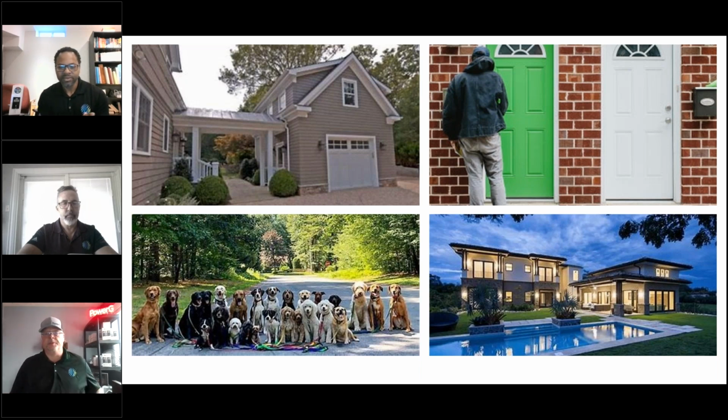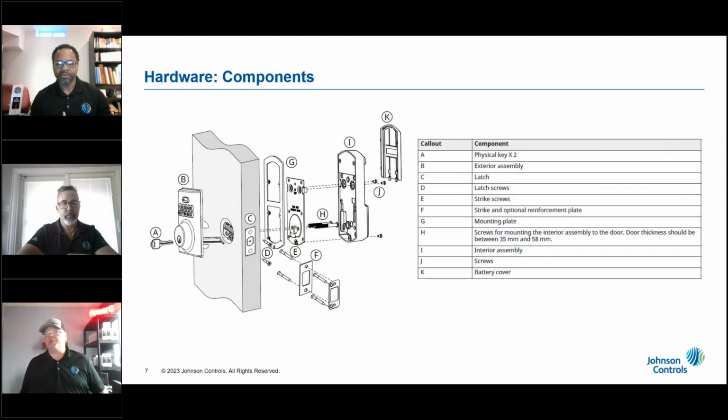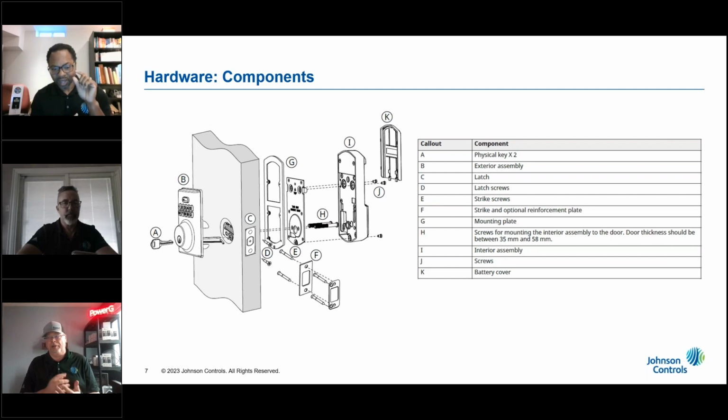Perfect. Very good explanation, RC. I mean, we're not going to spend too much time on the components. It's pretty straightforward. It's everything you would expect to have inside a box: keys, the assemblies, the latches, the screws, the mounting plates, batteries, everything you can think of. But Steve, I think you have something you really want to point out that you love about our lock.